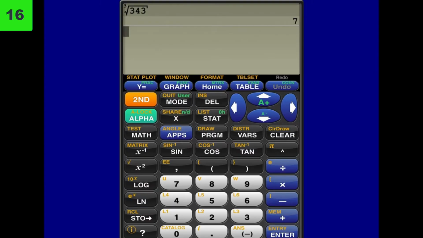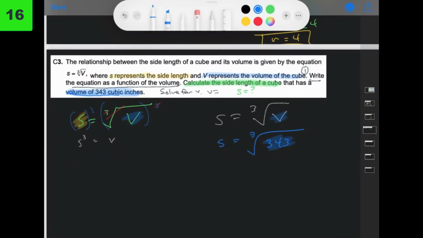Three identical numbers that multiply to be 343. The answer is 7, right? 7 times 7 times 7 is 343, or 7 to the 3rd power is 343. So the answer is 7. And the units was just cubic, so that would just mean that the side length is 7, right?